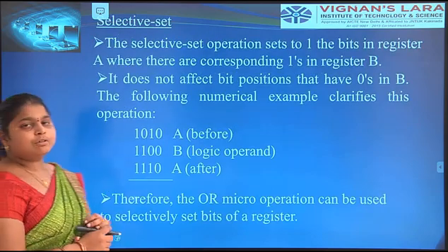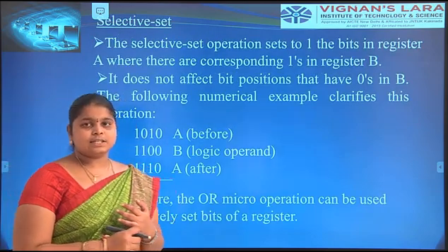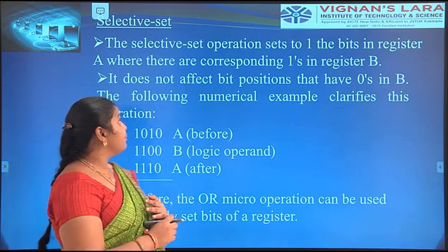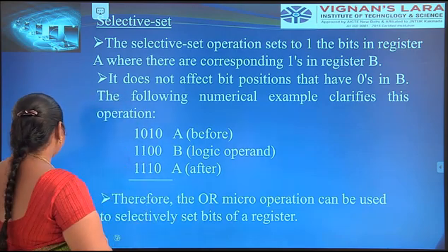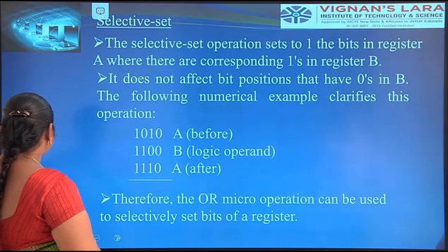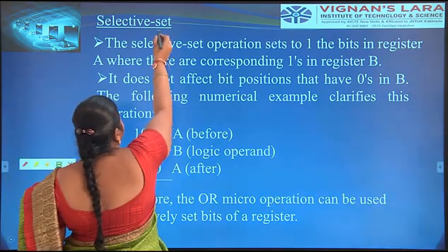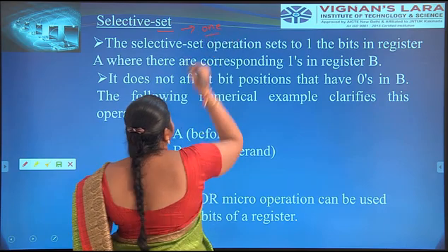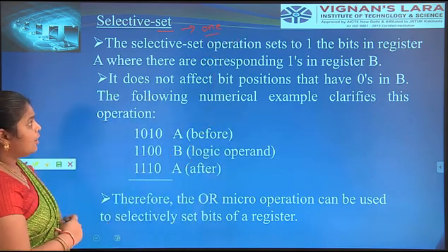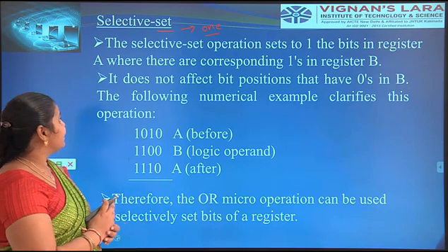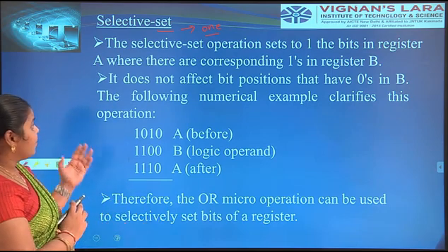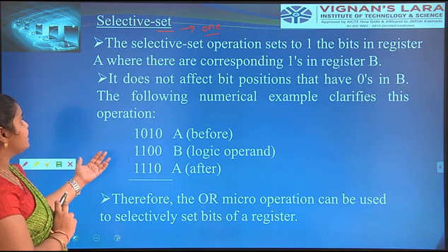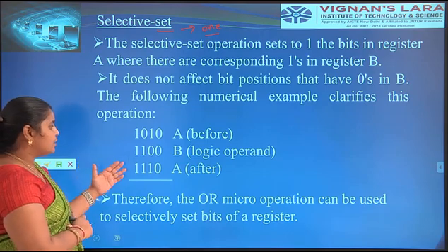First of all, we have to see the selective set. Selective set is one of the applications of the logic micro operation. What is the meaning of set? Set means 1. Set is represented as 1. The selective set operation sets 1 bit in register A where there are corresponding ones in register B. Here is an example for the selective set.